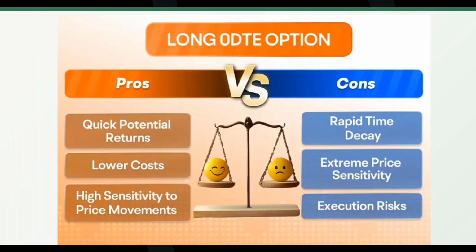So just to kind of summarize what we're saying here, there's quick potential returns, obviously. The costs are much lower and the price sensitivity can lead to some massive gains, hundreds of percent sometimes in a matter of tens of minutes usually. And then the cons are you have this rapid time decay, which is really annoying, but you can get around that. We talked about that a little bit. Extreme price sensitivity is a double-edged sword, where you can lose a lot of money very quickly, if not your whole position sometimes. And there's execution risks as well with zero DTE trading. So this is all just talking about going long zero DTE options.